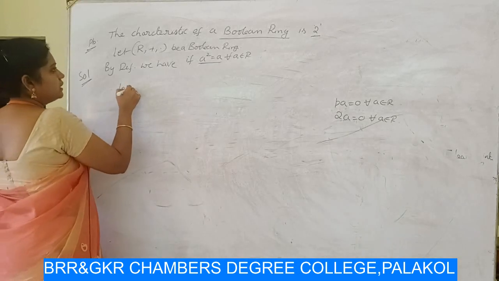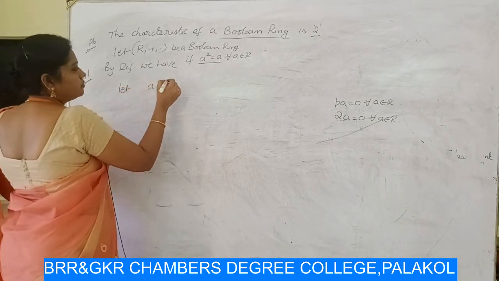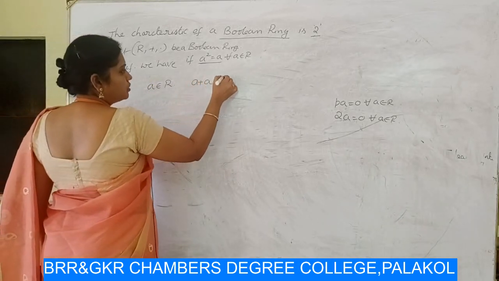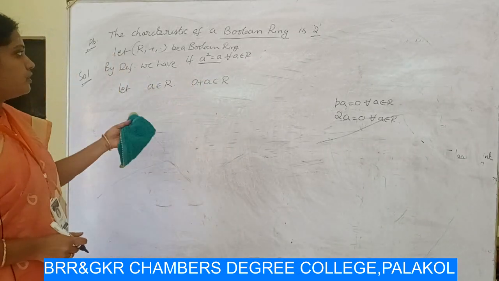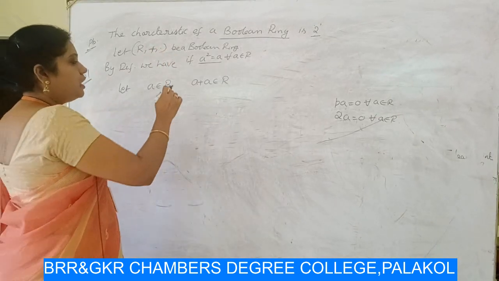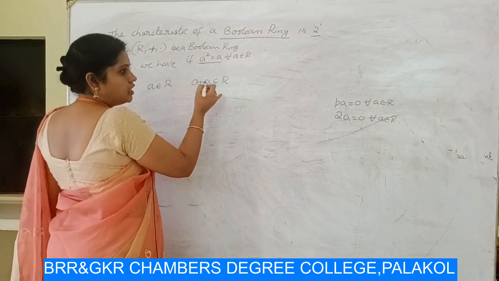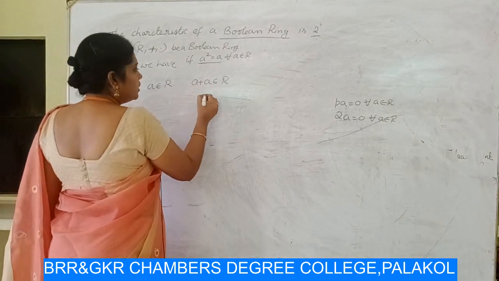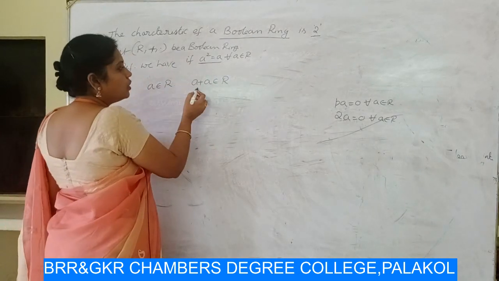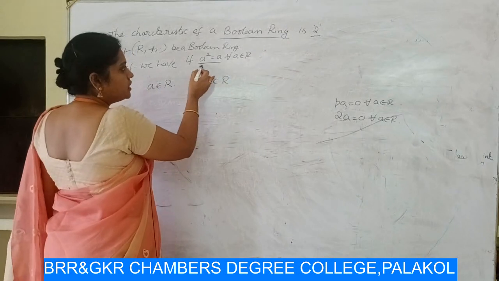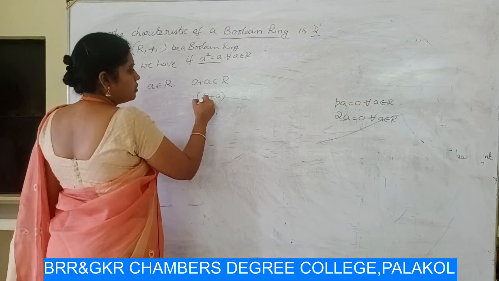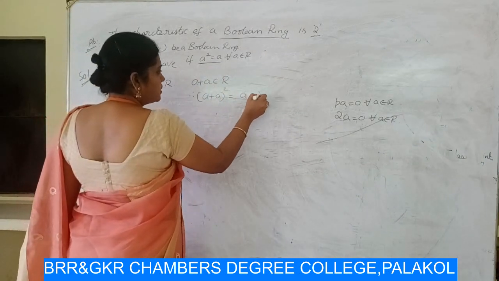So let a belongs to R, then a plus a also belongs to R because R is a ring. By addition being a binary operation, we have a plus a is also an element of R. Then by the definition of a Boolean ring, since R is a Boolean ring, every element of R satisfies the condition a square is equal to a. So we can write for this, a plus a whole square is equal to a plus a.